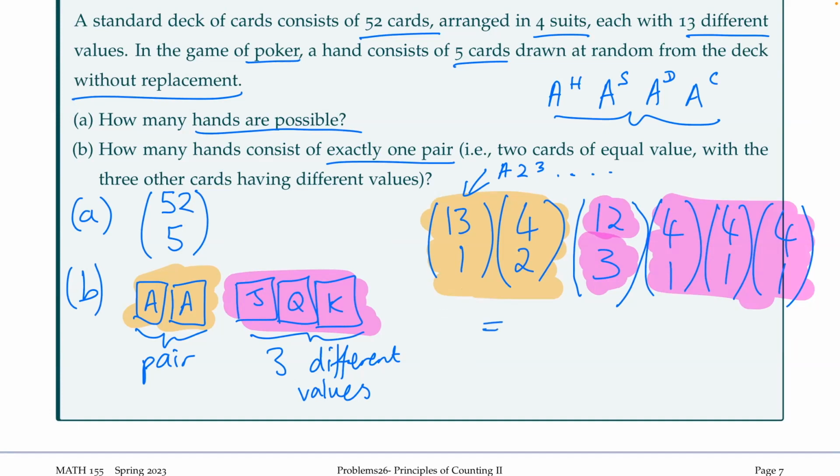We can write this a little bit simpler. So 13 choose 1 is 13. I'm going to leave it as 4 choose 2 and 12 choose 3. We could cancel those as well. The 4 choose 1, 4 choose 1 is just 4. N choose 1 is always just n. So here we're going to have 4 cubed on the end. Again, you could plug this into a calculator if you wanted to.